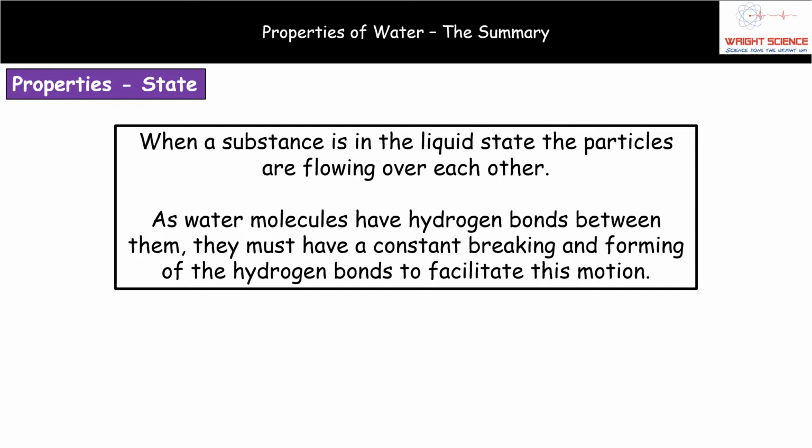Because we've just said that water has these hydrogen bonds that have formed between the different water molecules, then in order for those individual molecules to move around each other, we need this constant breaking and reforming of those hydrogen bonds to allow that to happen. Why can it happen? Because hydrogen bonds are weak. That means it doesn't need much energy to break them.